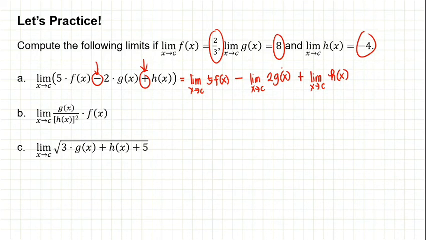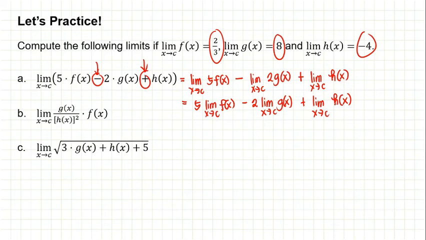Now, we have 5 times f of x and 2 times g of x. These expressions are the same with the constant multiple theorem, right? So we can just factor out the numerical coefficient. So in this case, pwede natin ipalabas yung 5. So we have 5 times the limit of f of x as x approaches c minus 2 times the limit of g of x as x approaches c and plus the limit of h of x as x approaches c.